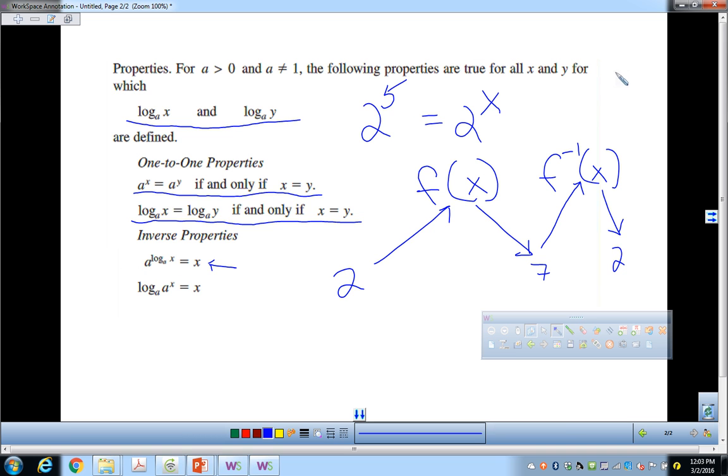So for example, if I have y equals 10 to the x, and y equals log base 10 of x, if I take 2 and plug it in here, what do I get out? What's 10 to the 2? 100. What's the log of 100? 2, right? You understand that? Log of 100 is 2. So that's basically what this property says and what this property says, in reverse.